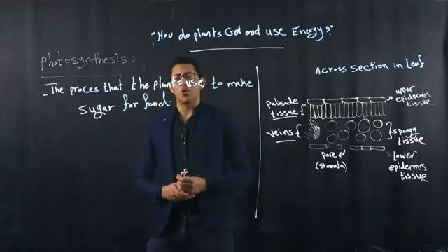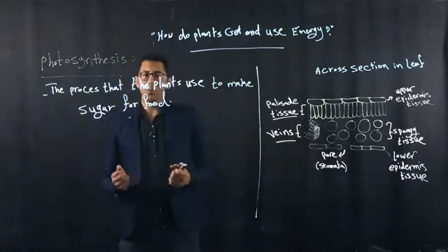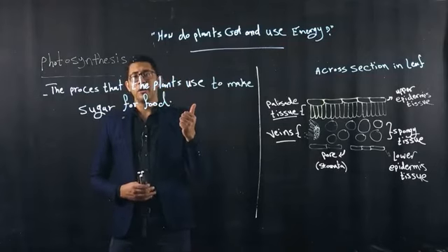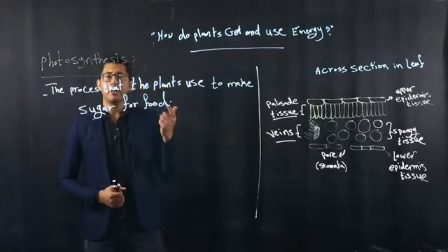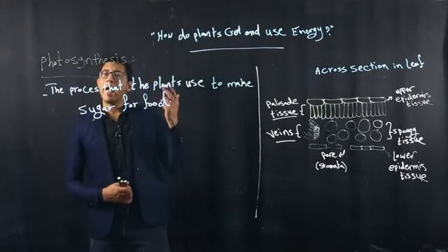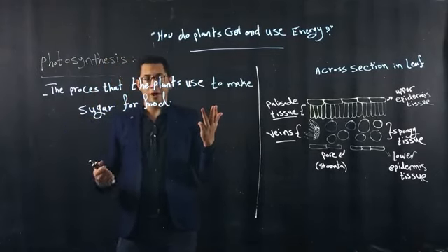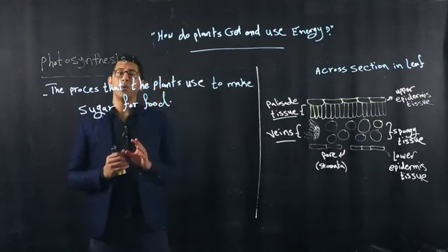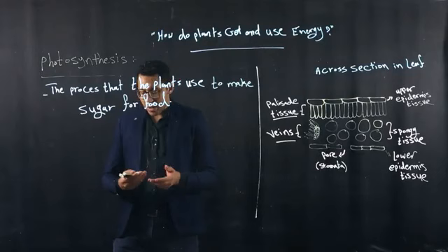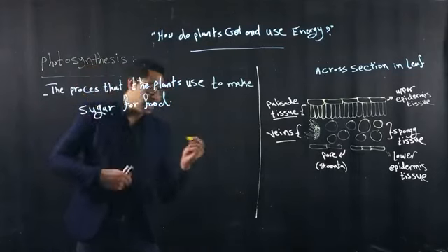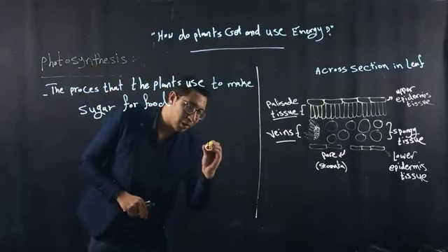If I ask you a question, what does the plant need to grow? You will tell me the plant needs water, needs soil, needs nutrients from the soil, needs carbon dioxide from the air, and needs sunlight to grow. That's right? Exactly. The plant uses all of these parts to make its own food. For example, I have a plant here, I'll explain it for you.